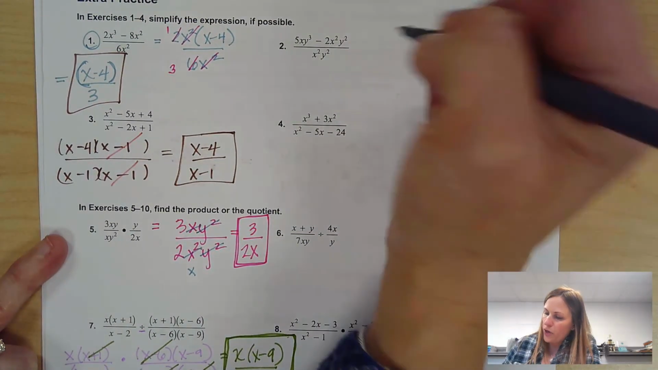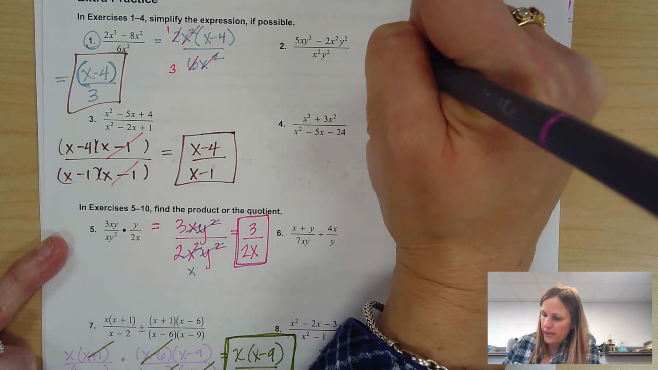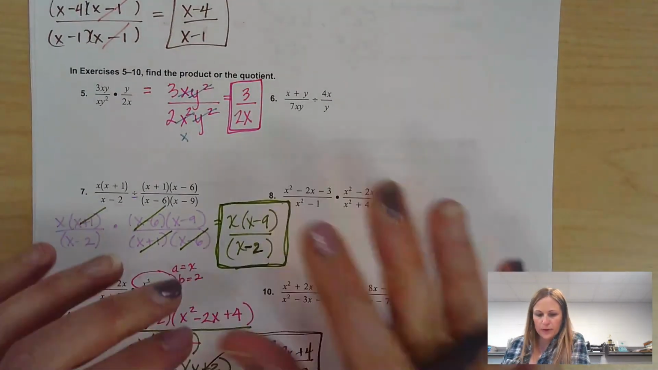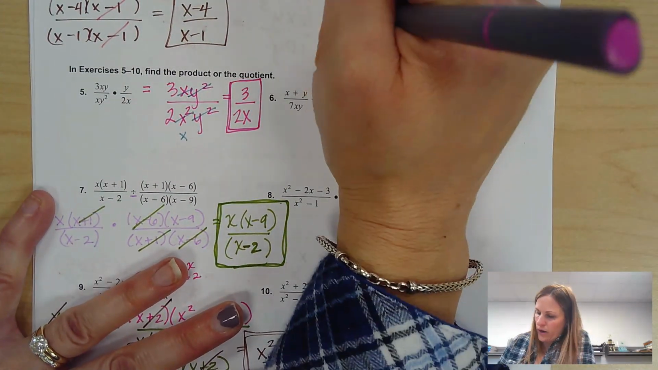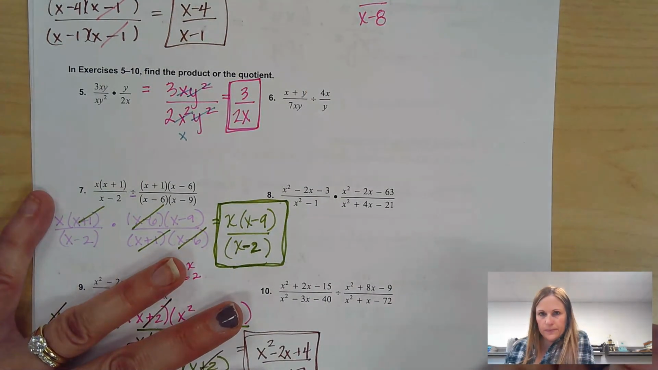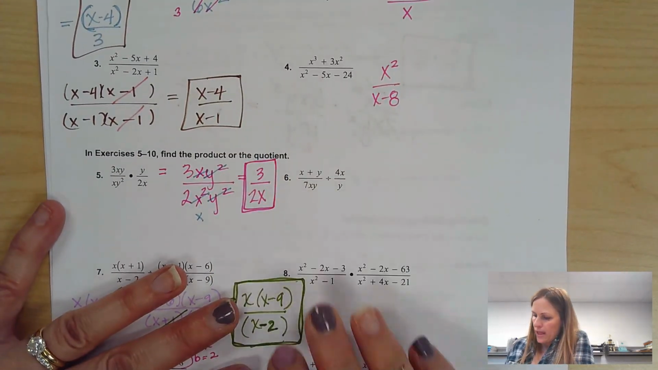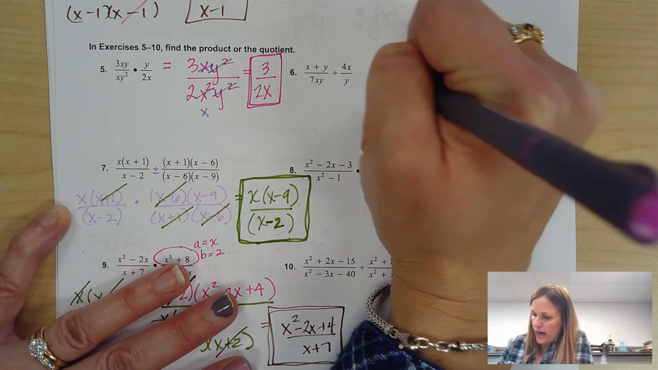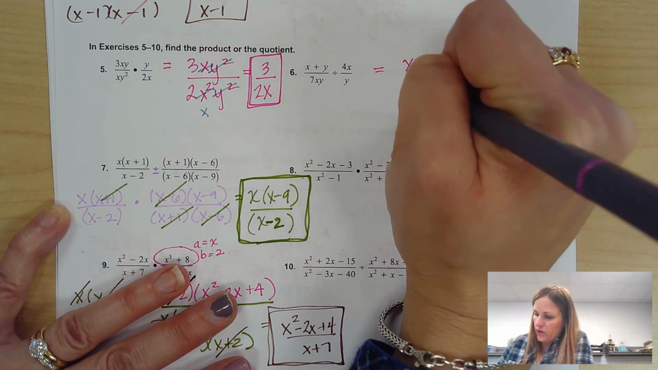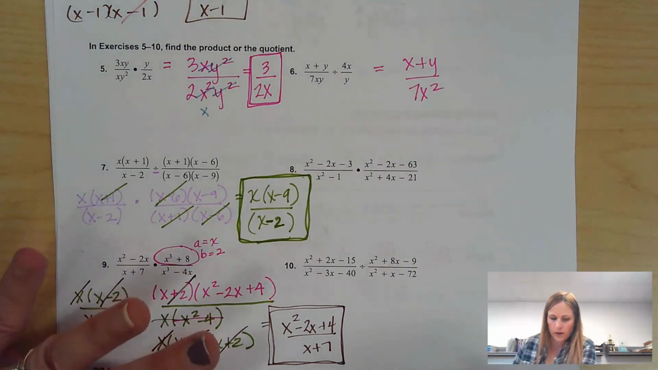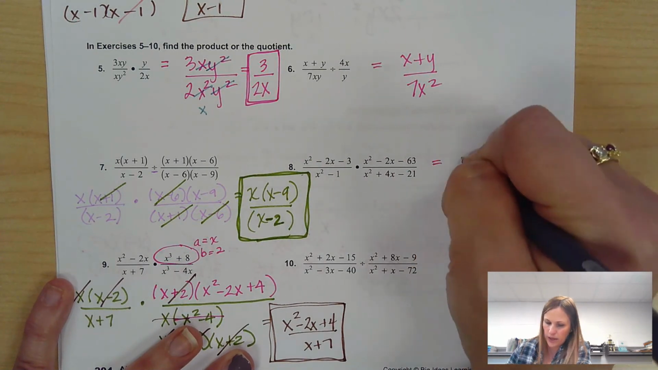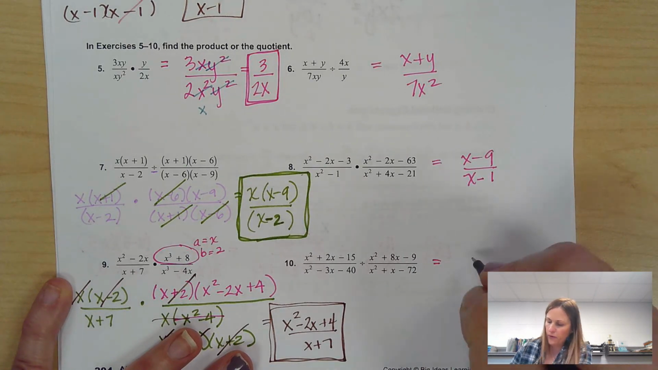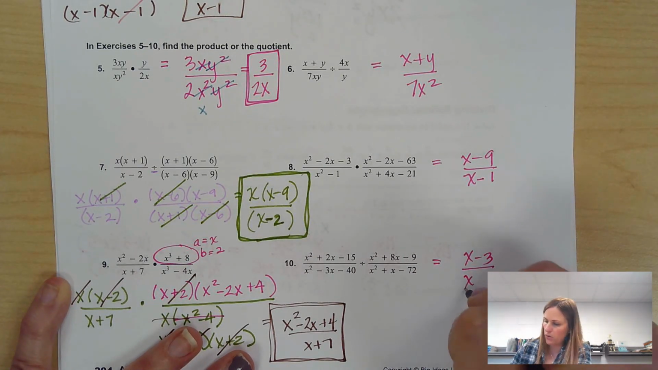All right, so for number 2, I got a final answer of 5 minus 2x over x. For number 4, I got a final answer of x squared over x minus 8. Oops, sorry about that. For number 6, I got a final answer of x plus y over 7x squared. For number 8, I have an answer of x minus 9 over x minus 1. And for number 10, I have x minus 3 over x minus 1.